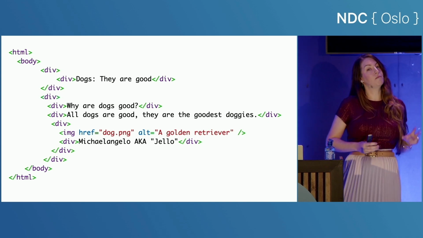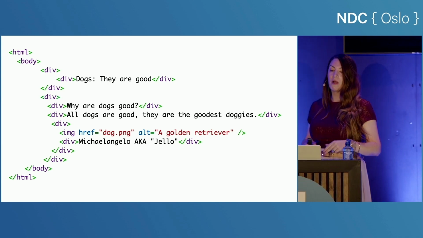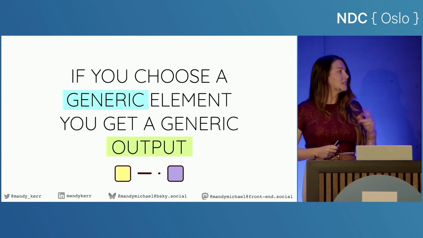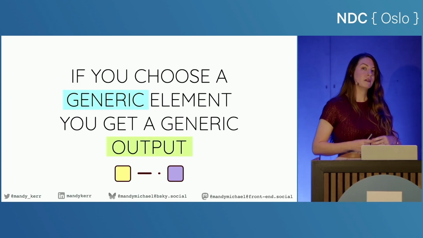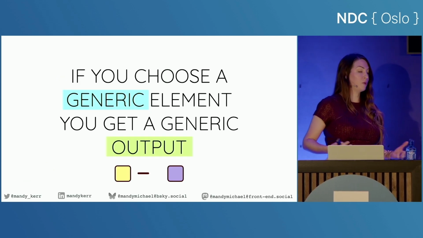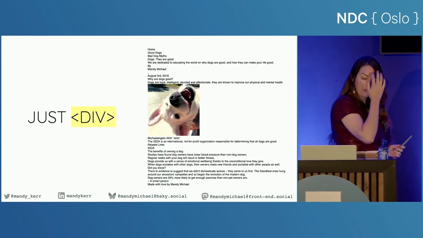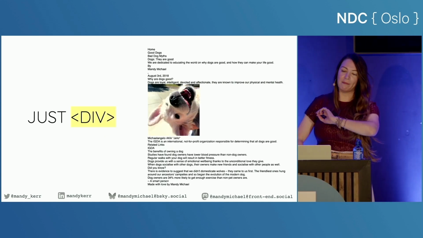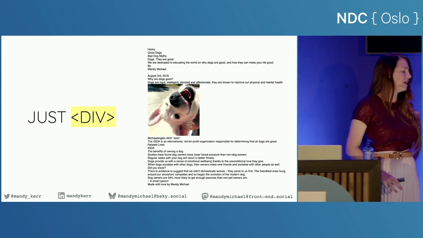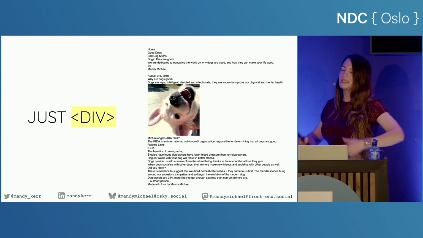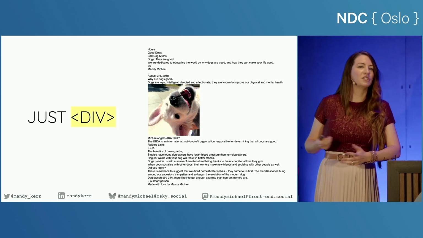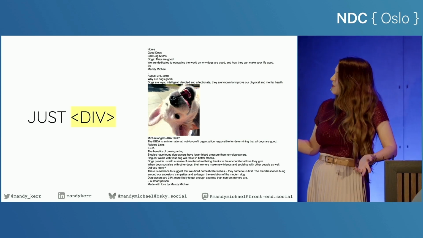Because of this, it's really important that you actively choose what the right element is, and you don't just default to a div. Because if you choose a generic element, you're going to get generic output. So for example, this is a div-only page. It does have some links, which I've added some JavaScript to. And when you look at it, it's kind of like a big blob of text. It's okay because it's a simple page and you can probably figure it out, but it's not very good.